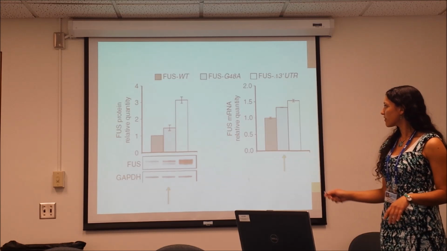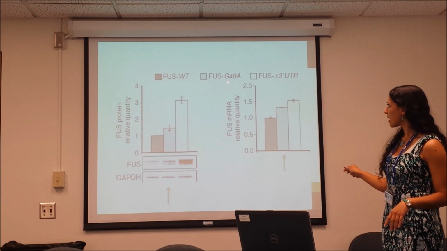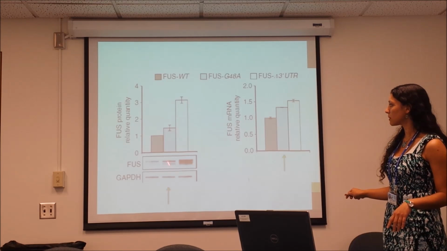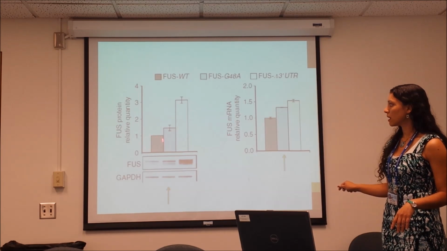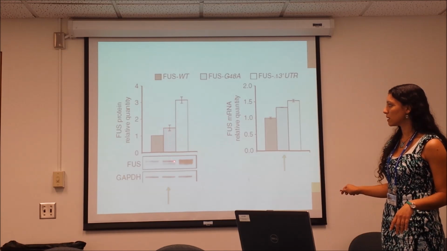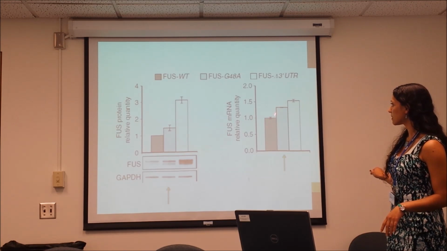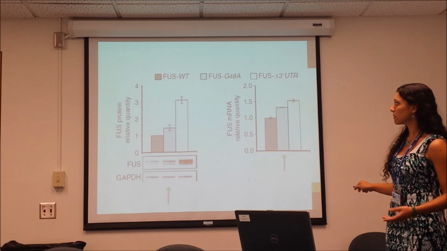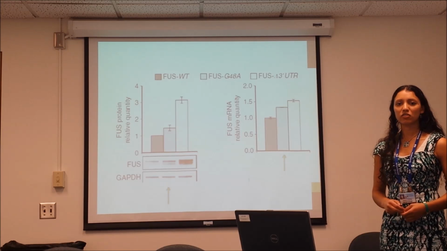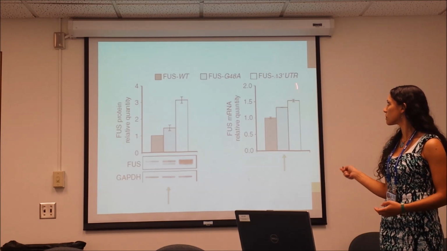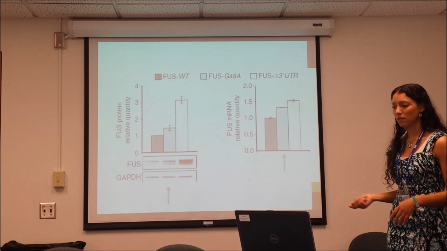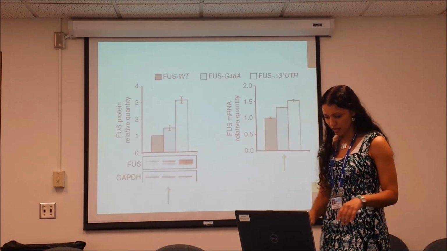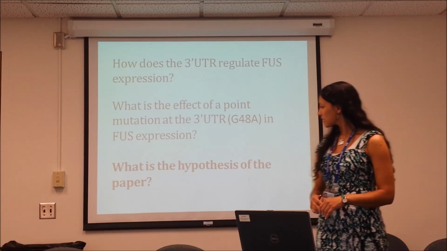So let's look at the graph. This is the construct that has just one nucleotide change in the 3' UTR. When we compare it to the wild type that has a complete 3' UTR, we see an increase in protein expression and an increase in RNA expression. The change in expression doesn't seem to be as much as the change triggered by removing the whole 3' UTR. That was in one of the comments that I received. So very good.